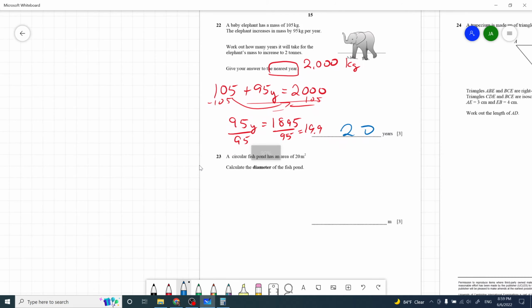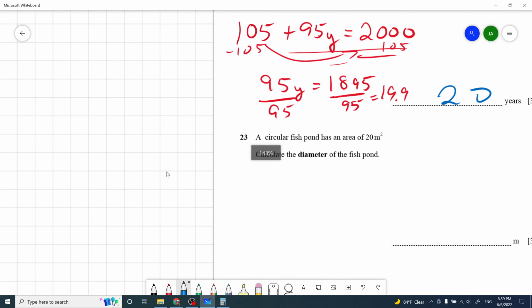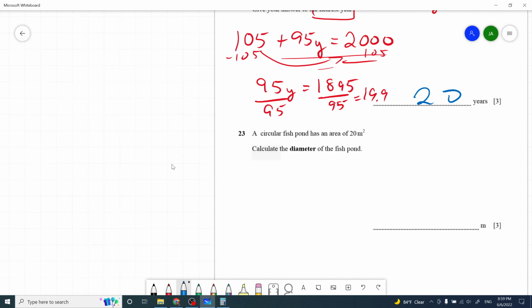Okay, next we have a circular fish pond that has an area of 20 square meters. We want to calculate the diameter of the fish pond. Okay, first of all, it's circular. So we have a circle. Remember that the area of a circle is pi times radius squared. And the diameter is going to be radius times 2.